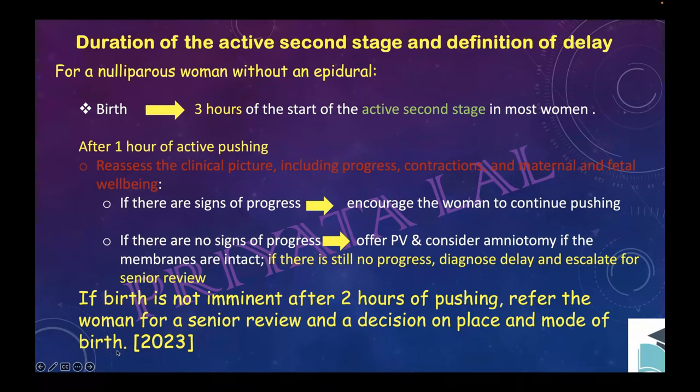So in summary, if the patient has pushed for 1 hour actively, then they would review the patient. If progress, encourage them to continue. If no progress, then if membranes are there, do ARM. If progress, then it is fine. If there is no progress, then delay would be diagnosed. And if the birth is not there after 2 hours of pushing, that time we have to act actively. There would be senior review, and we have to decide either operative delivery or cesarean section. So a decision about place and mode of the birth has to be taken. This was the same previously, they have only changed it a little bit.